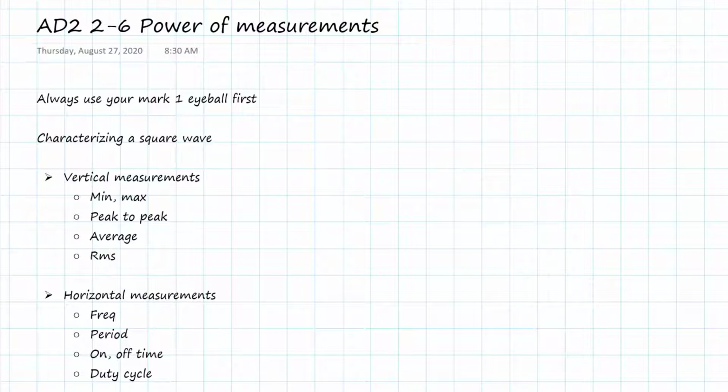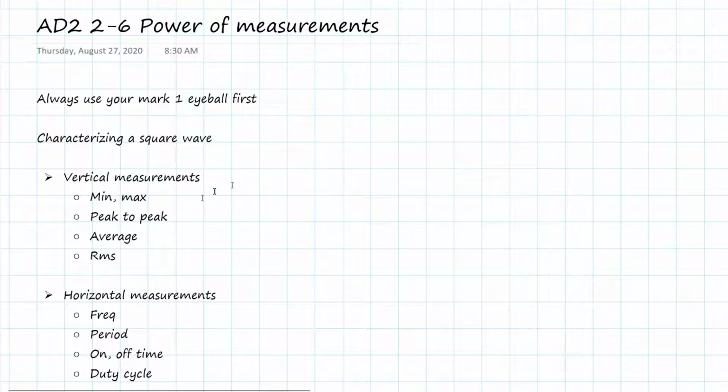And when we characterize a signal or a waveform, we want to be thinking about what is the parameter we're looking at? What does that figure of merit relate to? Is it a vertical measurement? Is it a voltage or an amplitude kind of measurement? Or is it a horizontal measurement? Is it a time-related measurement?